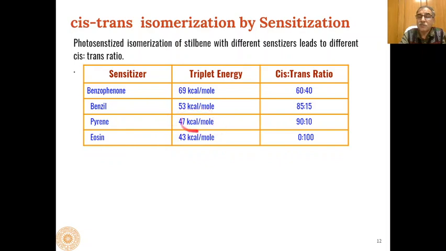Then pyrene can also be used. Here 47 kilocalories per mole of energy is required, and the ratio of the products formed is 90 to 10, so cis is formed in 90% and trans in 10%. And when eosin is used, only trans alkene is there; no cis alkene is formed when eosin is used as the sensitizer.